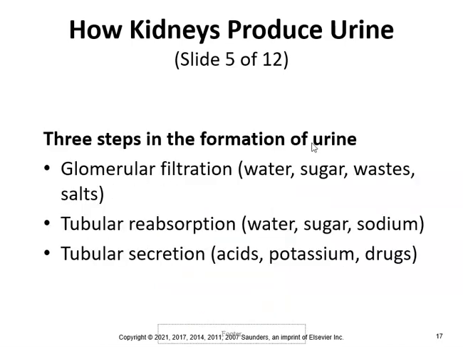So there's 3 steps in the formation of urine. You have glomerular filtration, which will get rid of the water, sugar, waste, salts. You have tubular reabsorption, which will, let's say the body says, you know what, I don't want to get rid of all this water. I don't need to get rid of all this sugar and sodium. So it'll take back what it needs, and then it will secrete some acids, potassium, and drugs if it needs to get rid of it.